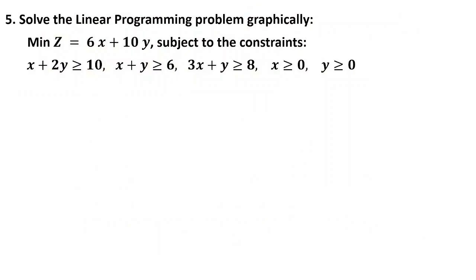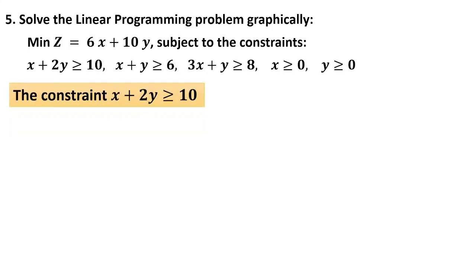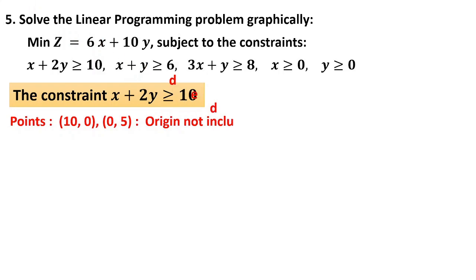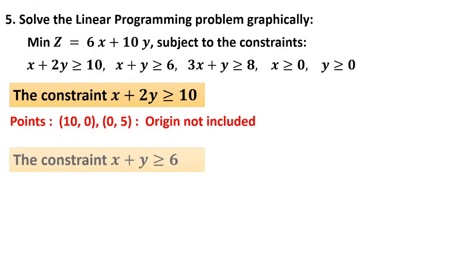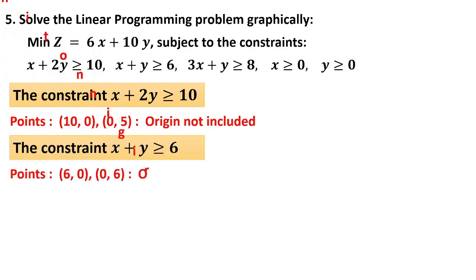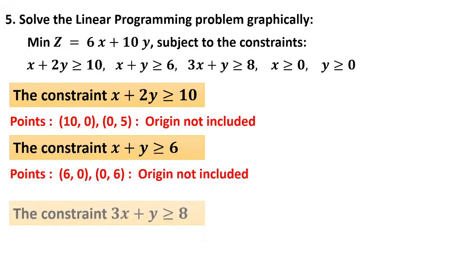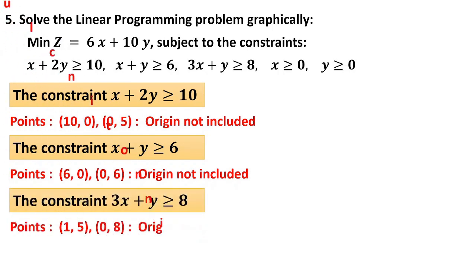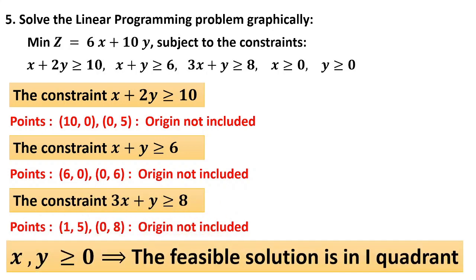Solve the linear programming problem graphically. Minimize z, subject to the constraints x + 2y ≥ 10, x + y ≥ 6, 3x + y ≥ 8. As usual, I will take the first constraint. Points I have obtained, origin not included. Second constraint, I have got the points, origin not included. Third one, origin not included. Let us take the condition x, y ≥ 0. Feasible solution is in the first quadrant.